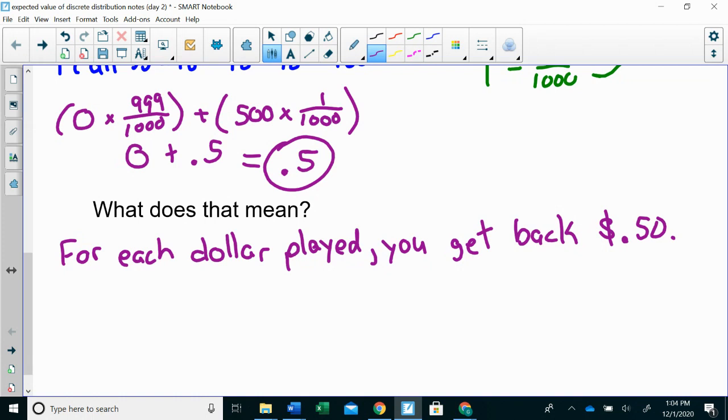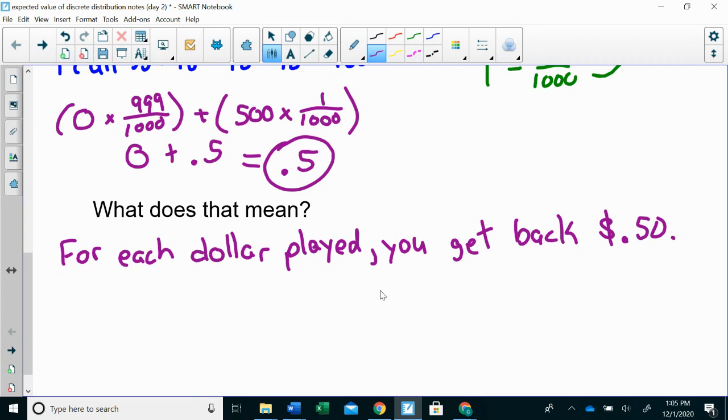So if you're wondering that doesn't make sense, well, that simply means that in the long run, you should expect to lose half of the money that you spend playing this lottery. So for each dollar that you play, you should expect to get back only 50 cents. And that's the way most lottery systems work. They're set up in a way that in the long run, you're not going to win.